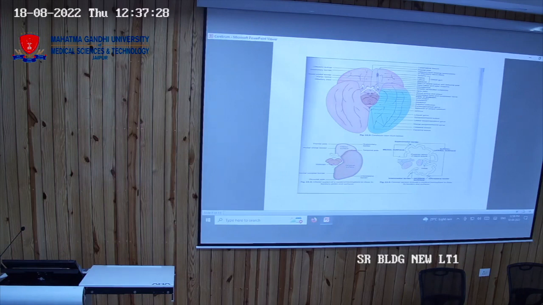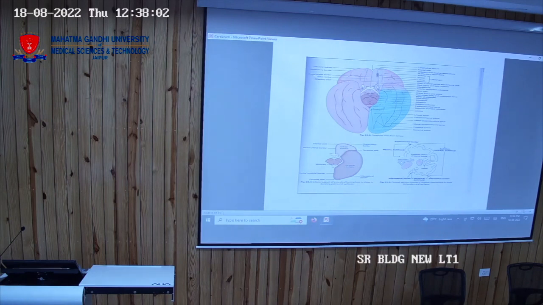Now, before talking of the inferior surface, look here. This part is not clear to the student. This is the inferior surface of the cerebral hemisphere, both the cerebral hemispheres. Okay. What is this? Optic chiasma. Look at this part. This is the optic chiasma. This is the part of the midbrain. And these are the parts of the optic tract.